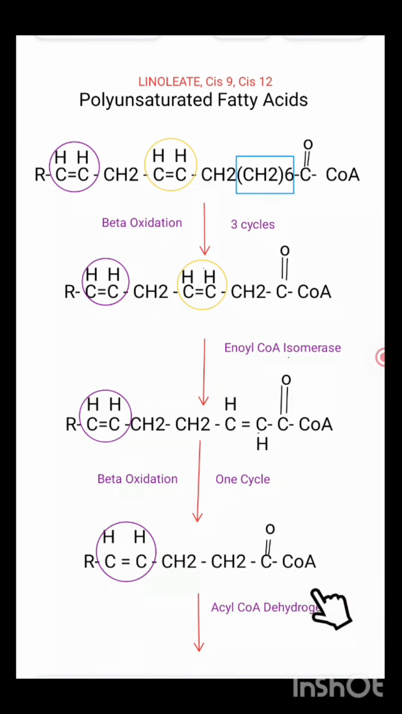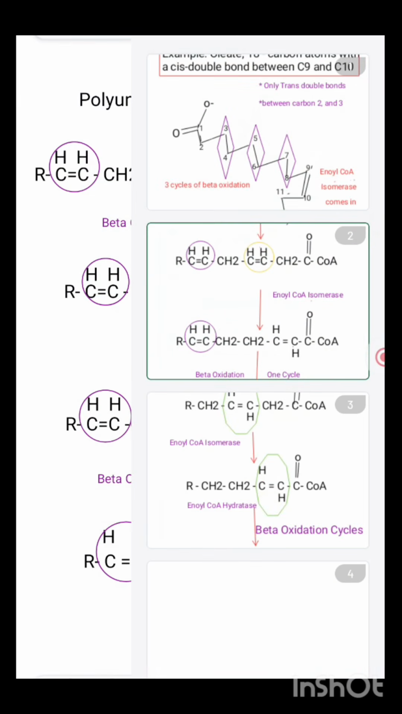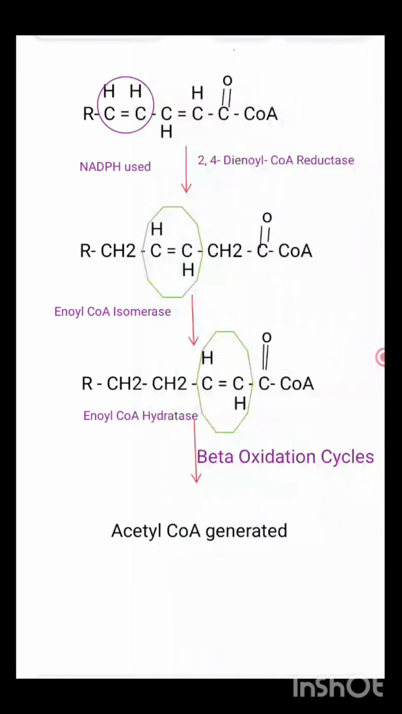Remember acyl-CoA dehydrogenase? This is the first enzyme in beta oxidation of saturated fatty acids. And what does it do? It simply creates a trans double bond between carbon 2 and carbon 3 of the fatty acid. And that's exactly what is going to happen here. So this is your new structure. A double bond, a trans double bond has been created between carbon 2 and carbon 3.